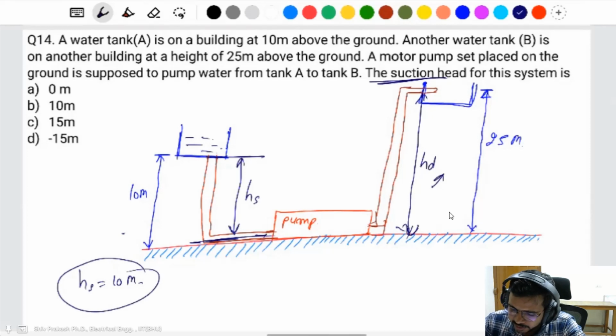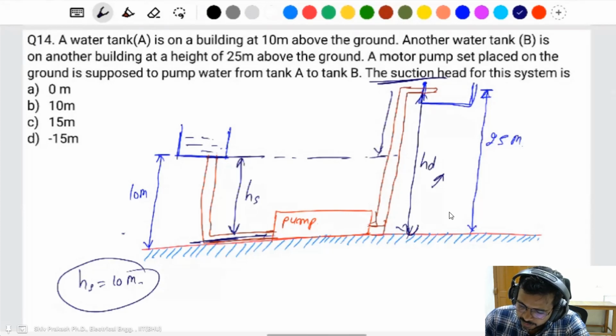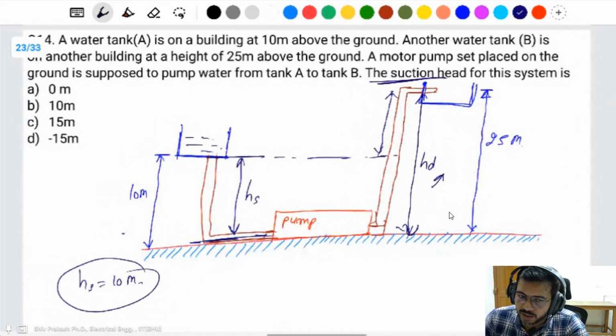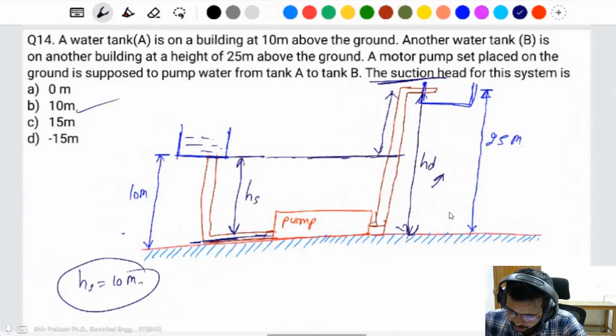But if you ask about the total head, it will be this one only, because the height of this one is already there. That should push up the water at the same level, and the remaining is pumped by the pump. For this question, the suction head will be 10 meter, because suction is there.